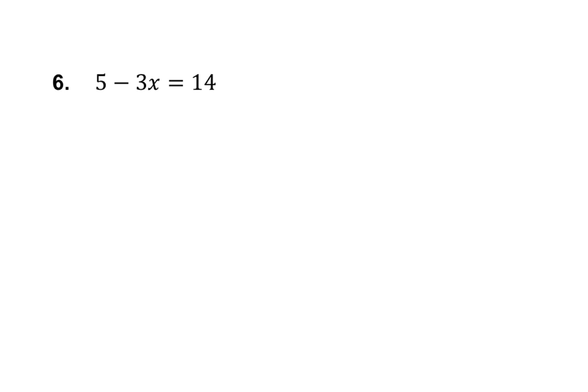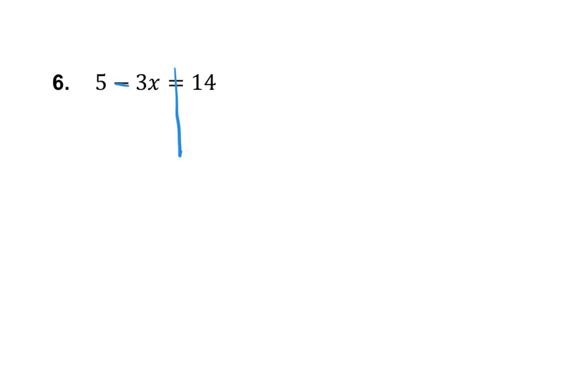All right, question number 6. We have 5 minus 3x is equal to 14. We need to be careful with ones like this. I find that a lot of people make mistakes on them because a lot of times they're looking at that 5 as a negative 5. But this negative right here, it belongs to the 3. That 5 is a positive 5.